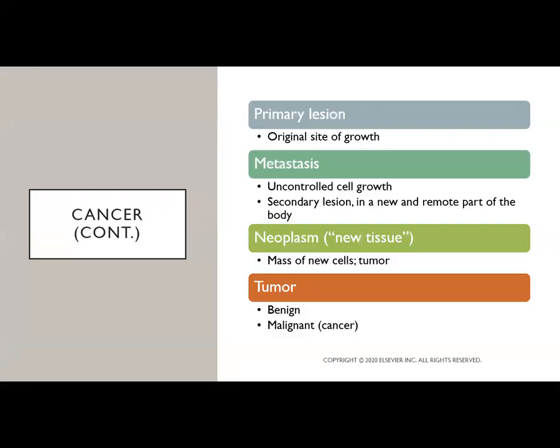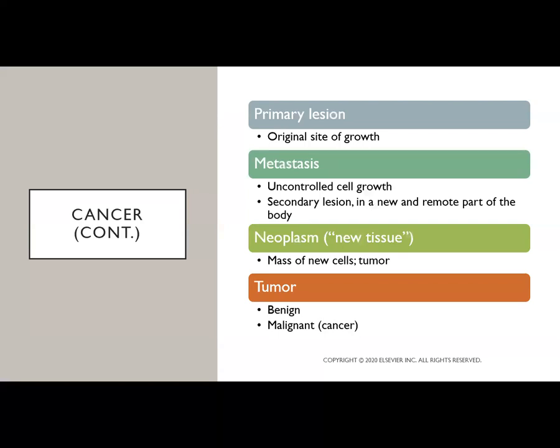This is some more terminology. We've got the primary lesion, which is where I was talking about that lymphoma, where you talk about where it started out. So that is the original site of growth. Metastasize is uncontrolled cell growth. Secondary lesion is a new and remote part of the body. Neoplasm is new tissue, so that's a mass of new cells, a tumor.